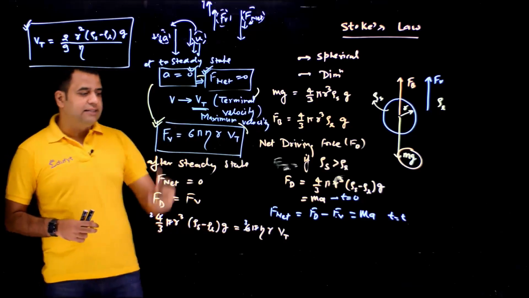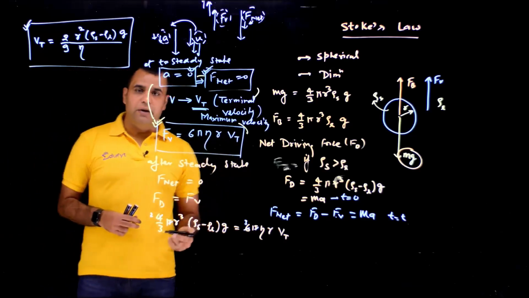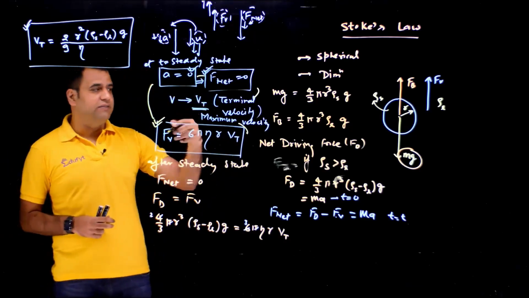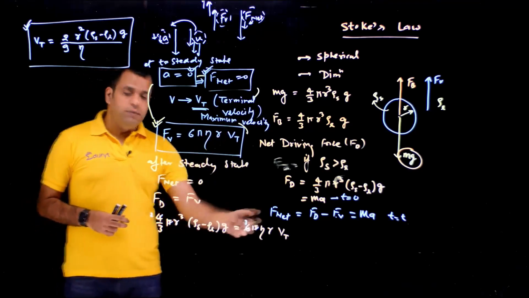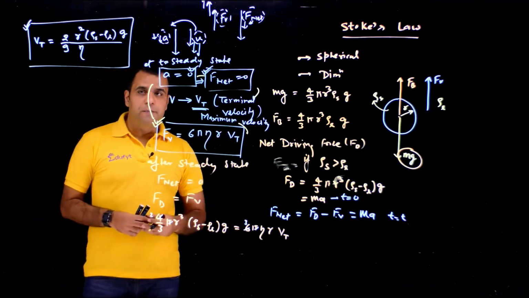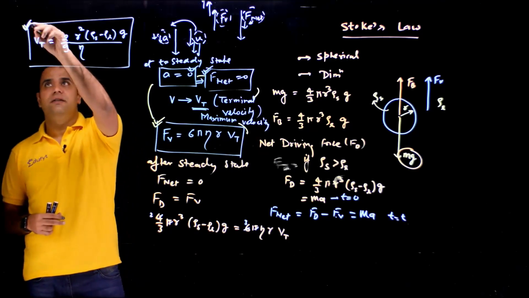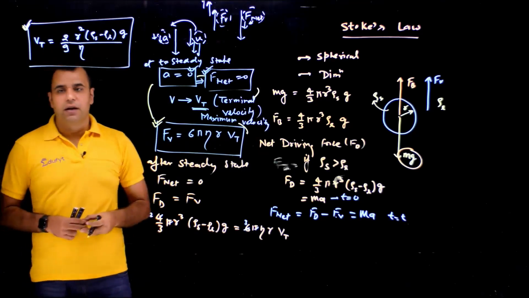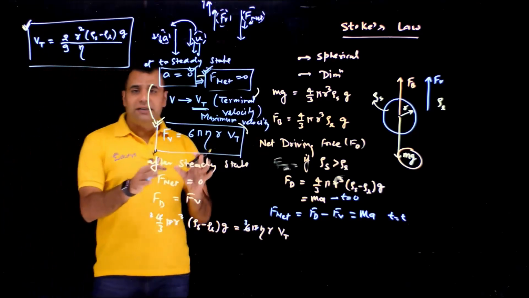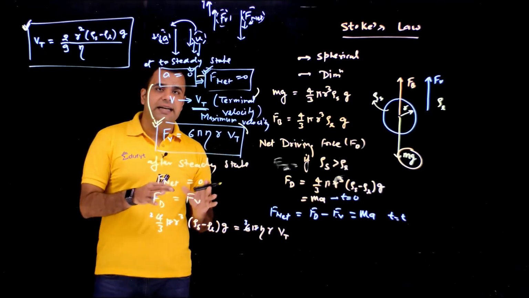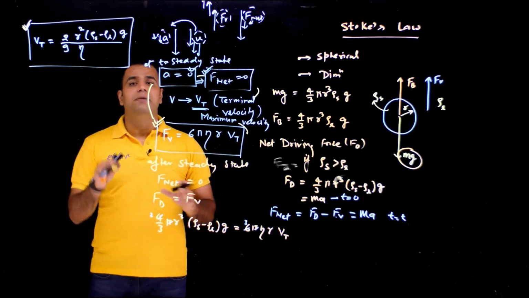So after achieving the steady state, if we need to calculate the terminal velocity, which is also the maximum velocity, if somebody asks us, we utilize the formula Fd equals Fb, and from there we get the terminal velocity as this much. You see? So that happens at the same time, only after achieving the steady state. All these things happen simultaneously.